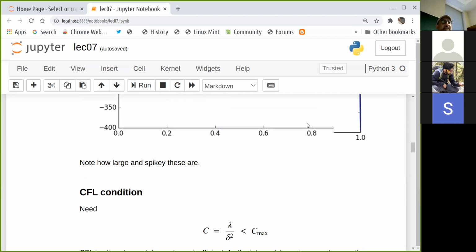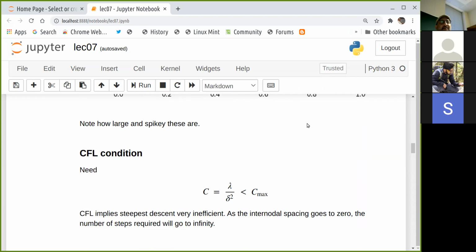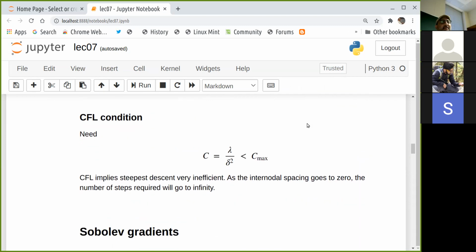Okay. And we had this discussion of the CFL condition, basically we got that lambda over delta squared has to be less than some maximum value. So if I decrease delta by a factor of 2, then what do I have to do? I have to do a similar thing for lambda, but this is squared, so lambda has to be reduced by a factor of 4, which means you'll take approximately 4 times as many steps to do the problem.